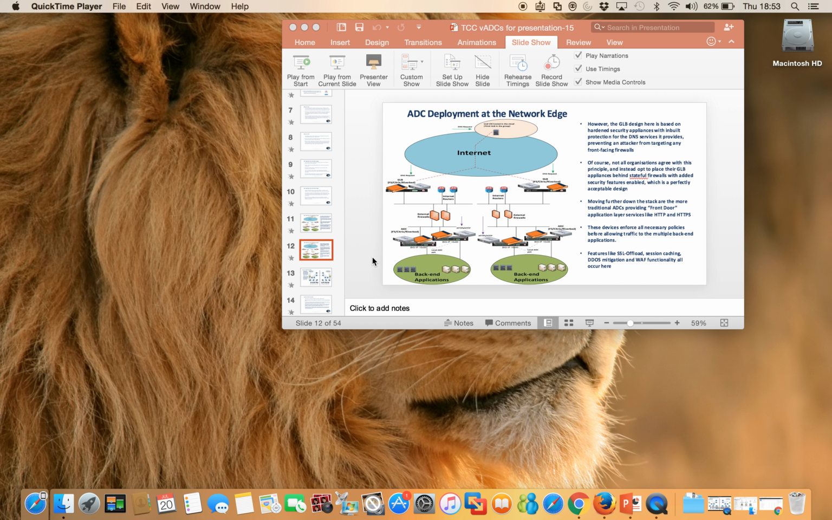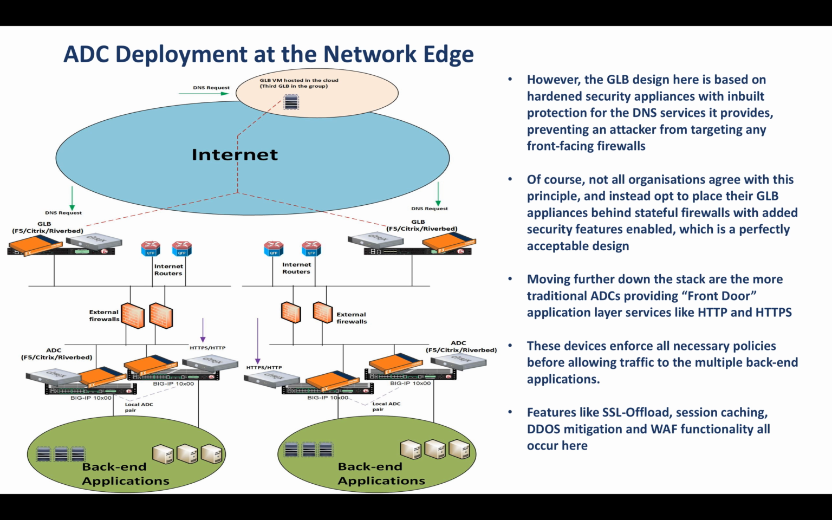Right, okay, so at the end of part 2, we talked about ADC deployment at the network edge. We discussed topics like global load balancing, DDoS mitigation, and obviously physical appliance-based ADCs. Now, we're not going to talk about that in this part, but if you want to catch what we discussed, please check out part 2.